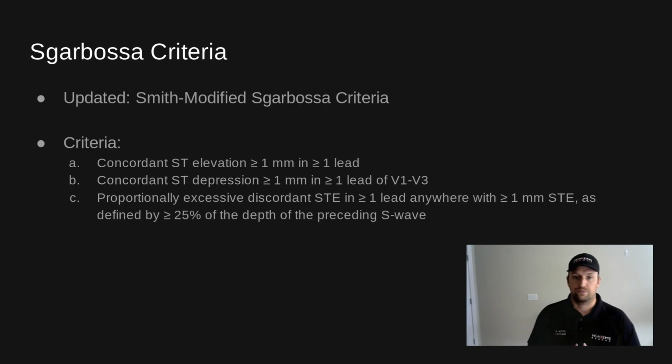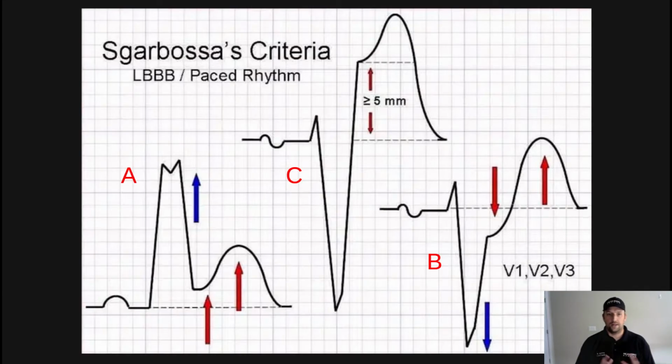So this photo, a little orientation. From left to right is A, then it's criteria C, then criteria B. I didn't make the photo, I just labeled it. Criteria A, that's the 1 millimeter of concordant, so same way as the complex, in 1 or more leads anywhere. Looking at this, the QRS is positively deflected, meaning that it's pointing up, and the ST elevation, where you see the red arrows, goes towards the direction of the complex.